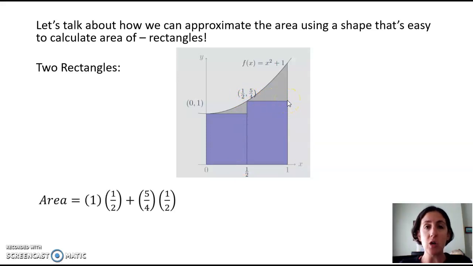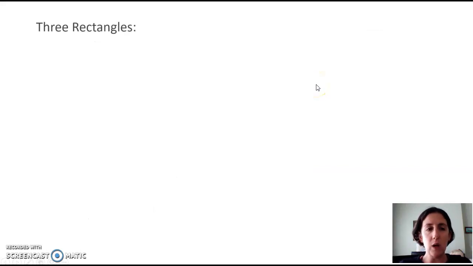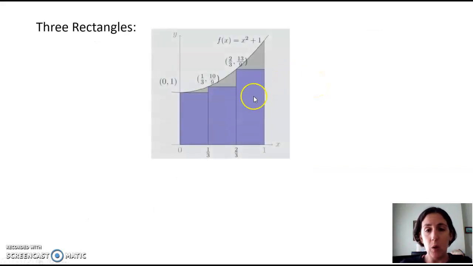We can add those two areas together to say the area under this curve, bounded by these lines, is about 1.125. But that was two rectangles, and I'm still missing some of that area, so it's not enough. What if I did three rectangles? As you can see, the purple is shaded a little bit more, so I have more purple and less gray, but it's still not enough.